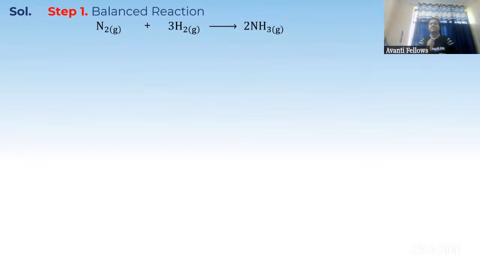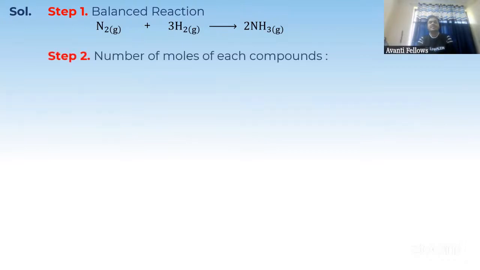First of all, we need to write the balanced reaction. That is, when N2 reacts with 3H2, they form 2NH3. So this is the balanced equation: N2 plus 3H2 gives 2NH3. I hope this is clear to everyone. Now, in the second step, we need to write the number of moles of each compound.